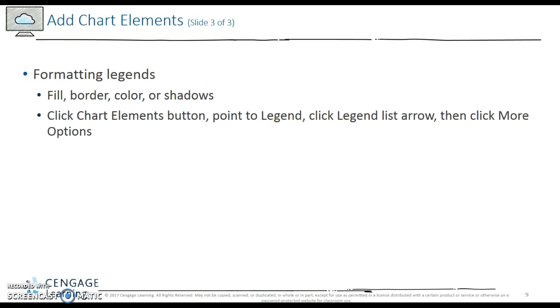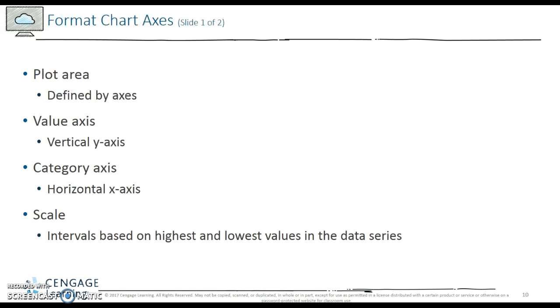You can format legends by using a fill, a border, a color, shadow. You click on the chart elements button and point to the legend, click on the legend list arrow, and then you have more options in order to do those things.